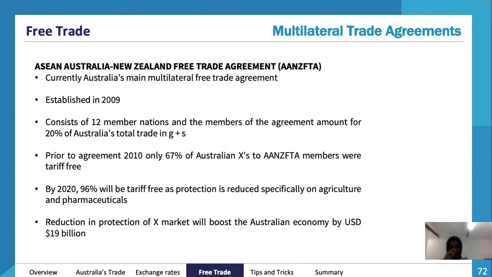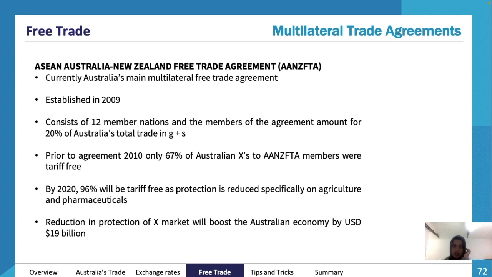So ASEAN is another one. This is the Australia-New Zealand Free Trade Agreement. Sorry, I should not say ASEAN. It's the Australia-New Zealand Free Trade Agreement, and AANZFTA is also another one. So currently, Australia's main free trade agreement. So actually, they are combined. Apologies, I'm getting confused. So ASEAN is a part of the Australia-New Zealand Free Trade Agreement.